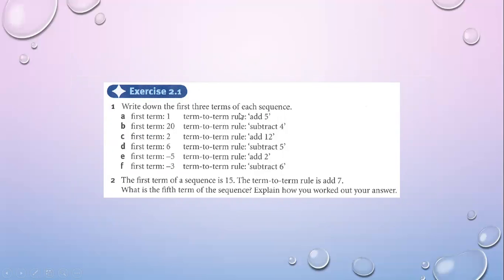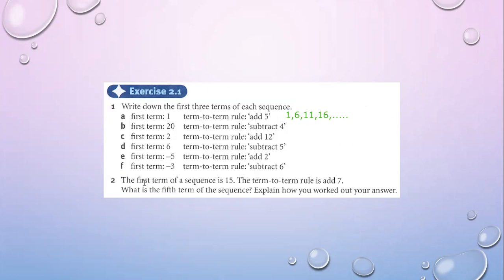Same as that, if I say the first term is 1 and the term-to-term rule is add 5, what do you do? First is 1, then next is 6, because we add 5: 1 plus 5 is 6, 6 plus 5 is 11, 11 plus 5 is 16. Like that we solve all the other parts. Now as it is the same, you solve the remaining parts.